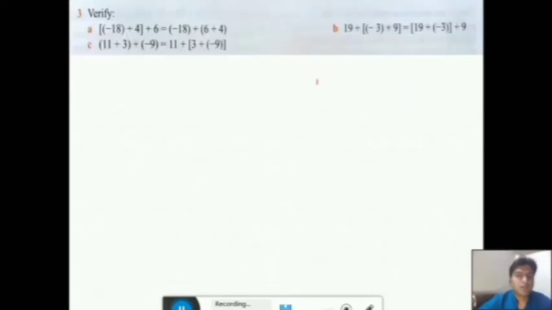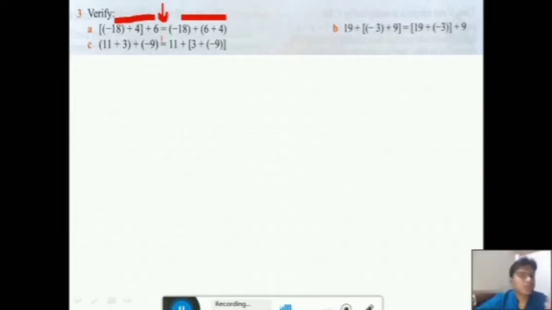So in question number D we can write here minus A. Now come to the next question, verify. In this question we have to solve both the parts, left hand side part and right hand side part, and after solving them, we have to verify whether these two expressions are equal or not. In this question you only have to say whether this is true or false.